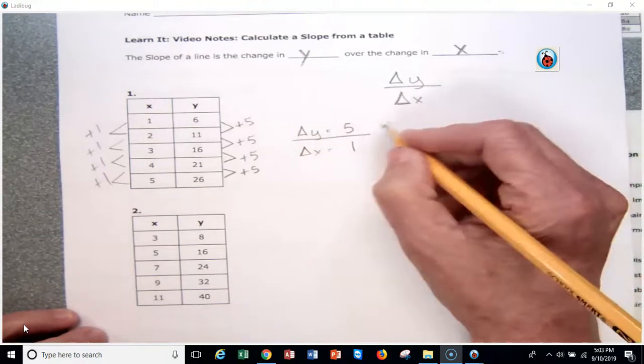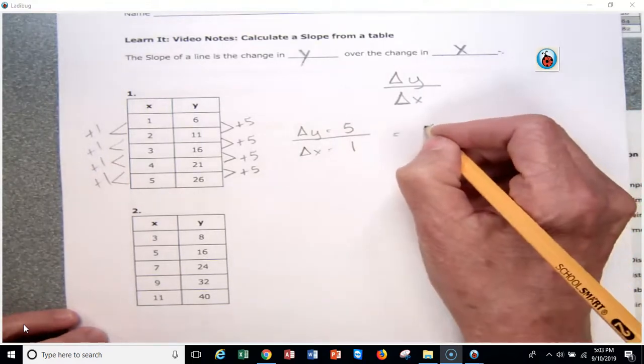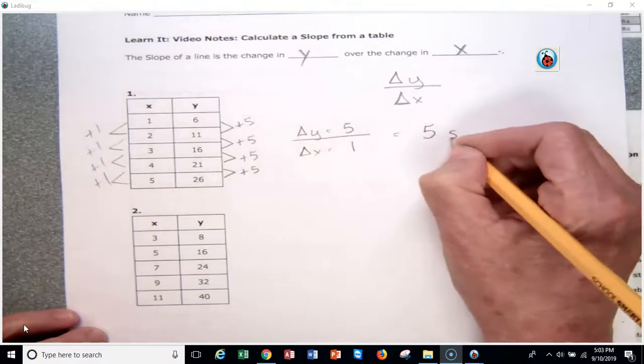So my slope is 5 over 1, which simplifies to 5. So my slope is 5.